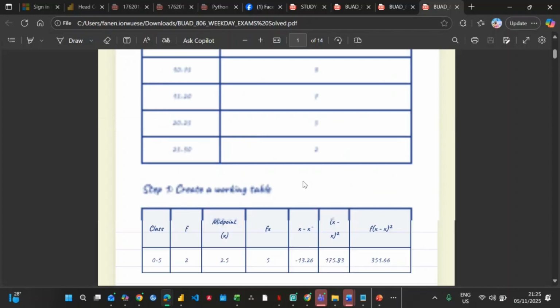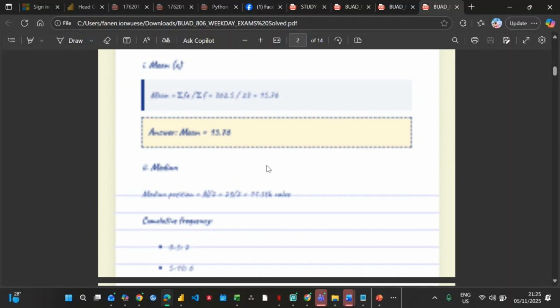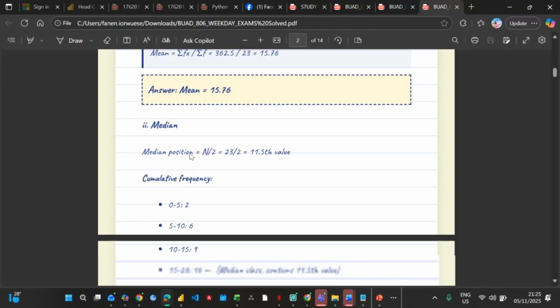So you have now gotten your x, which is the mean. The next question was to find the median. You have gotten your mean, which is the average, and now you're supposed to get your median. So the median position is going to be n divided by 2.